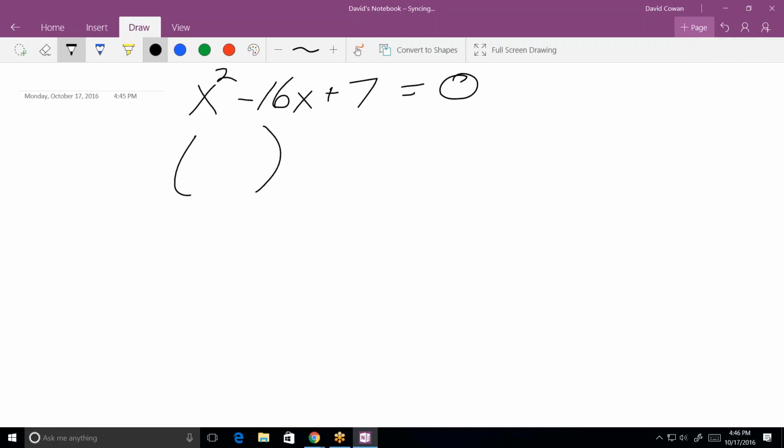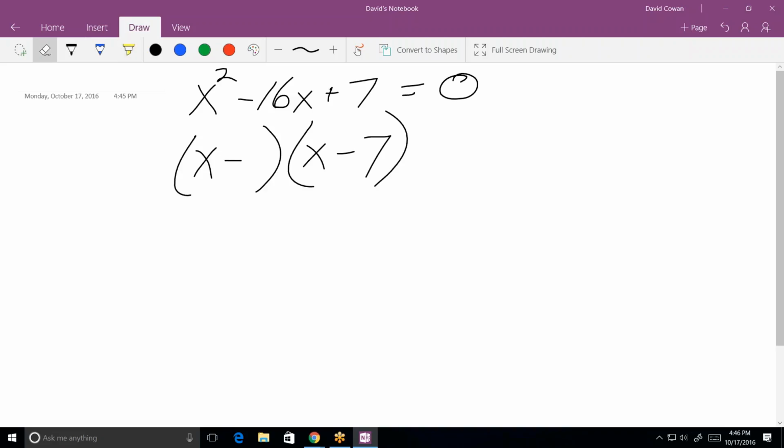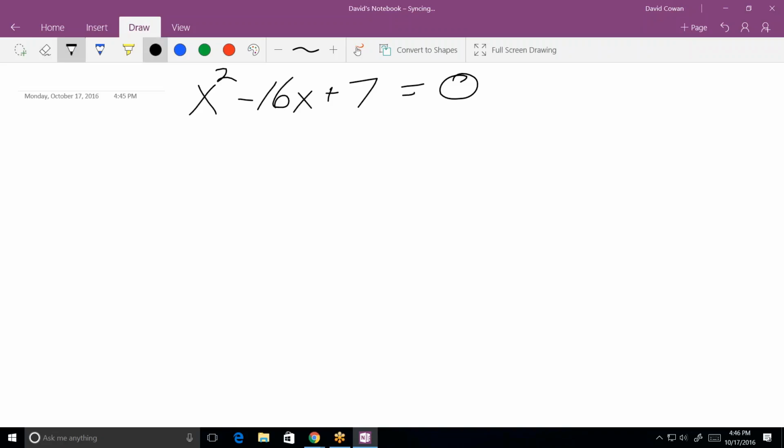If I tried to factor it, it would have to be x minus 1, x minus 7. And there's no way that produces a middle term of 16. So I can tell very quickly that it does not factor, and I would spend no time trying to factor that. That's not a bad skill to have, knowing as quickly as possible that it's not going to factor nicely.